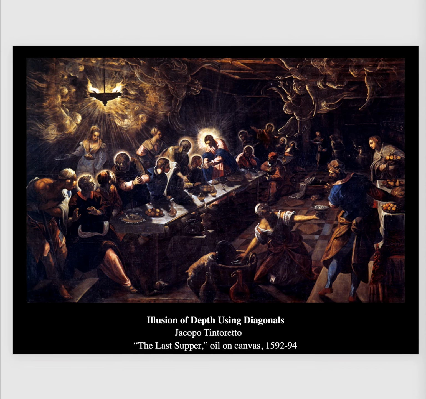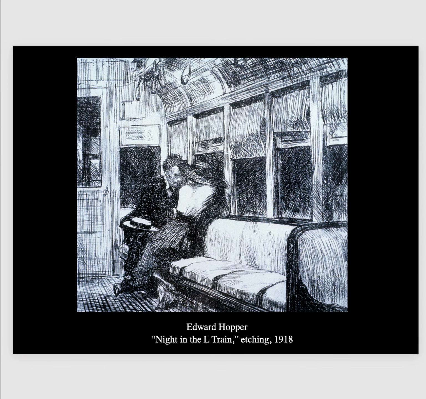All right, let's take a look at this next one. Here we have Jacopo Tintoretto, and this is his version of the Last Supper, and you can see that he's using a dominant diagonal, primarily the table, to enhance the depth. He has also used the saints, and look at the saints as they diminish in scale, almost at regular intervals as they go back into the space of the painting.